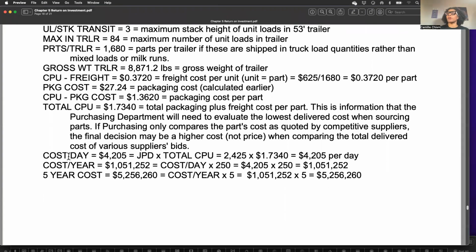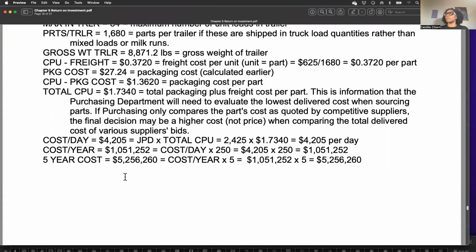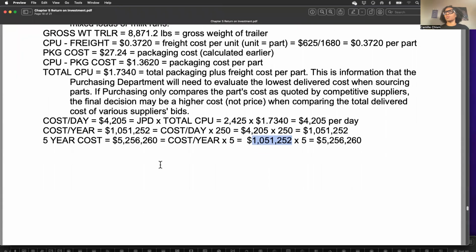So here you also have your cost per day, you have your cost per year, and you have the 5-year cost as well. So you can take your cost per year and basically multiply it by 5, I'm sorry. So you're going to take that $1 million times 5 to get the 5,256,260 for your total cost.